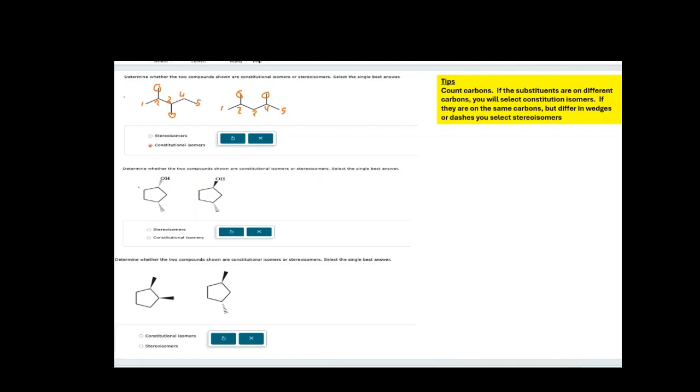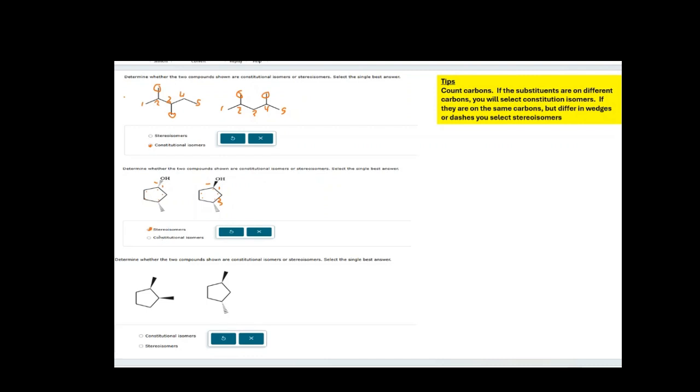Now let's go down to the second example where I talked about the dashes and wedges, because we're starting to picture carbon compounds in 3-dimensional space now. So I'll count my carbons. I know I have 1, 2, 3, 4, 5. And on this other one, I also have 1, 2, 3, 4, 5. And so I notice here, I'll label this as my first carbon, that I have a substituent on carbon 1, and I have a substituent on carbon 3 right here. So because I have substituents on the same carbons, and the only difference is really, as you see here, the dashes and the wedges, that means it's just different 3-dimensional placement. So in this one, we'll go with stereoisomers.